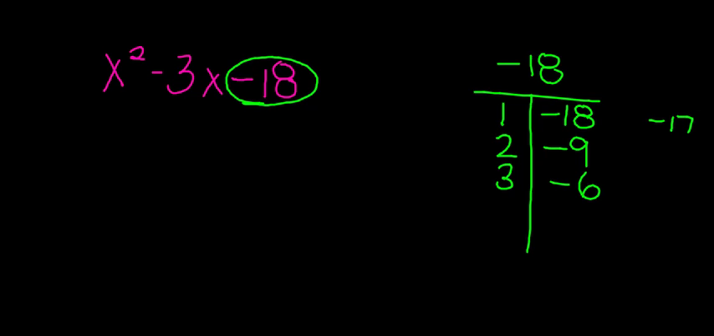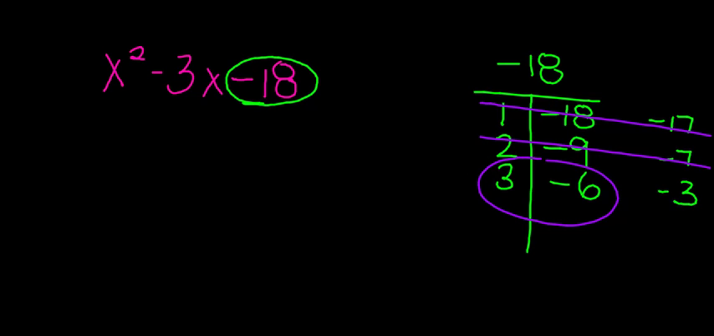So I'm going to add those up real quick, and I'm going to see 1 plus negative 18 is negative 17. And 2 plus negative 9 is negative 7. And 3 plus negative 6 is negative 3. And so, of course, this first one doesn't work for us because that's not what we're looking for. And the second one doesn't work because that's not what we're looking for. But the third one works perfectly well. 3 and negative 6 are going to be the factors we need to use in this particular question.